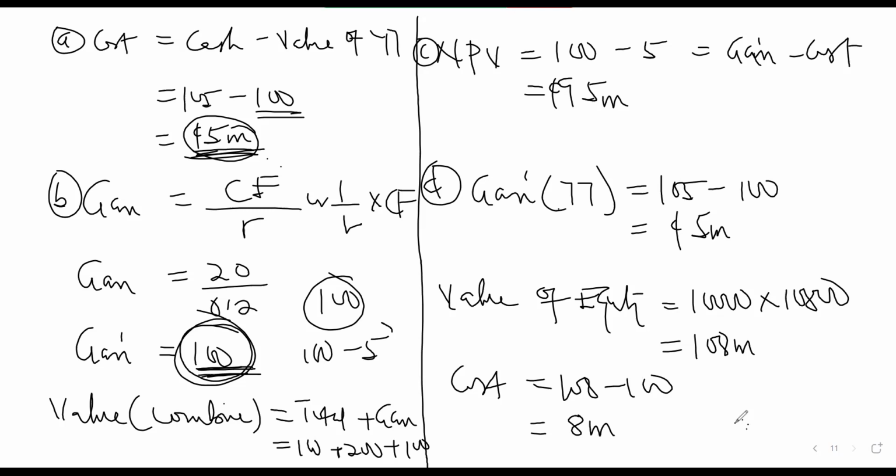But what will be the net present value under the share issue, the equity issue? What will be the net present value? The net present value will be the gain, which is 100 minus the cost. That will give you 92.